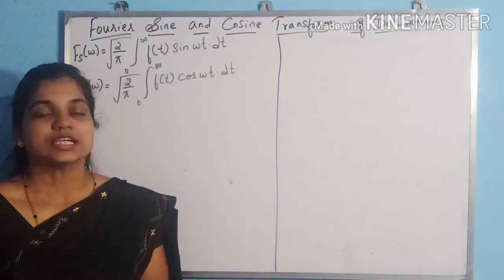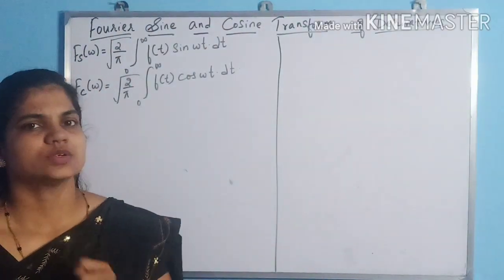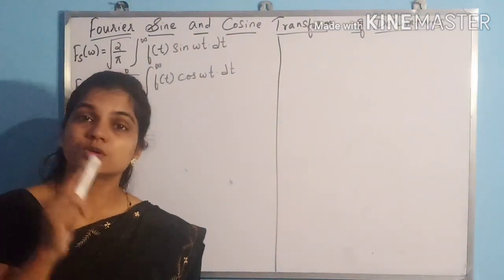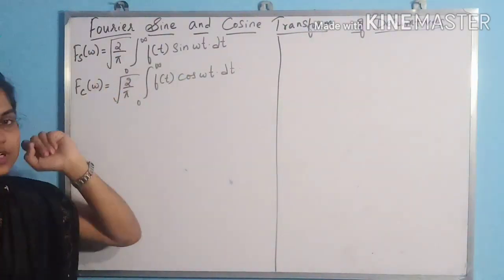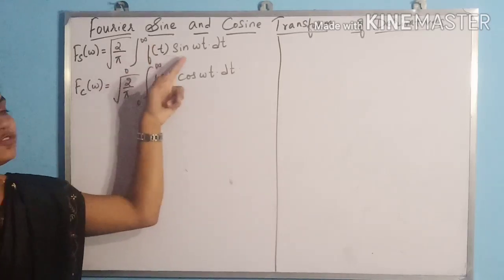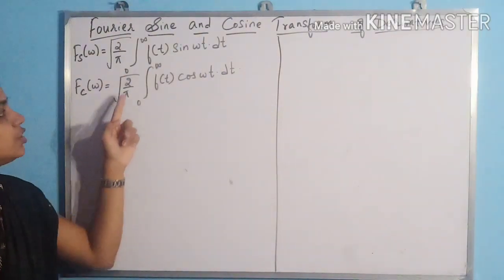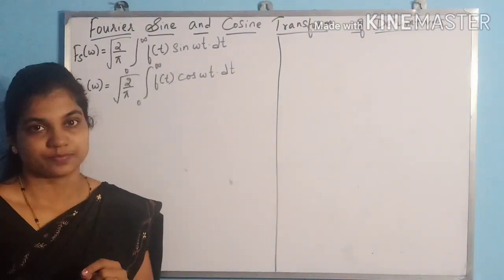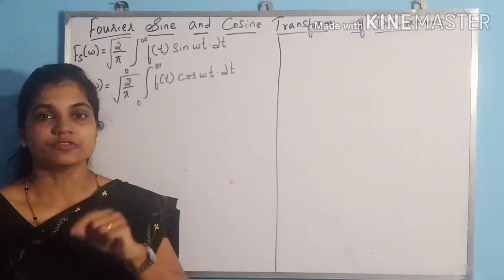Next we are going to see the Fourier sine and cosine transforms of derivatives. So here we are going to first define what is the Fourier sine transform and what is the Fourier cosine transform. We all know the definition. Fourier sine transform is root of 2 by pi, integral 0 to infinity f of t sine omega t dt, and Fourier cosine transform is root of 2 by pi, integral 0 to infinity f of t cos omega t dt. Right? Now firstly we will find the Fourier sine transform of derivatives.